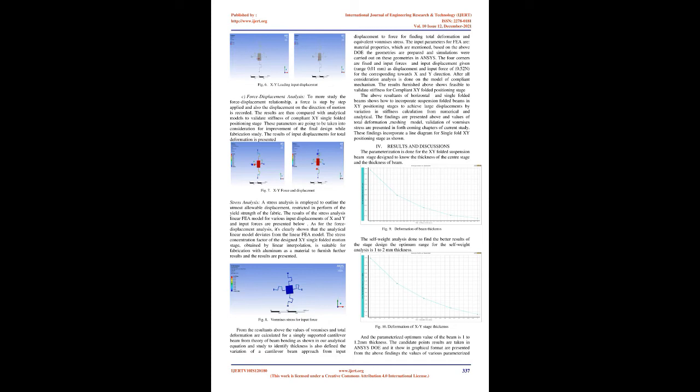From the results above, the values of von Mises stress and total deformation are calculated for a simply supported cantilever beam from the theory of beam bending, as shown in our analytical equation, and a study to identify thickness is also defined. The variation of a cantilever beam approach from input displacement to force is used for finding total deformation and equivalent von Mises stress. The input parameters for FEA are material properties, which are mentioned.